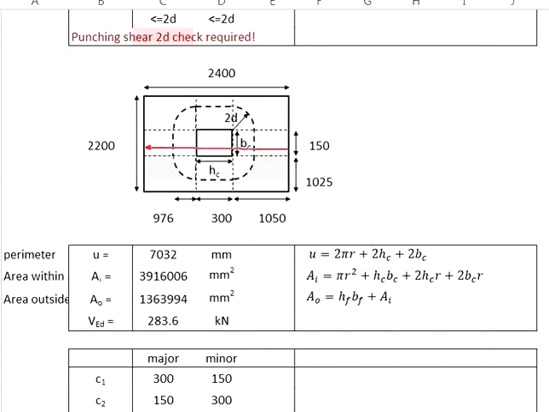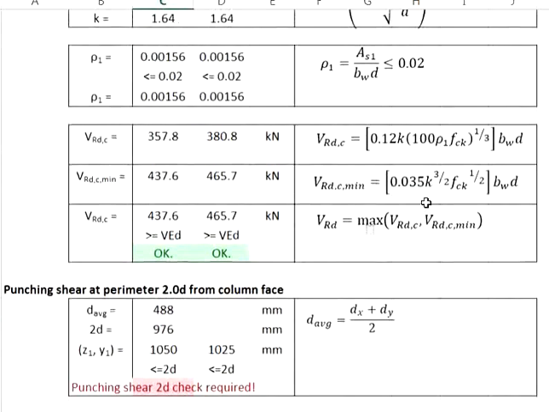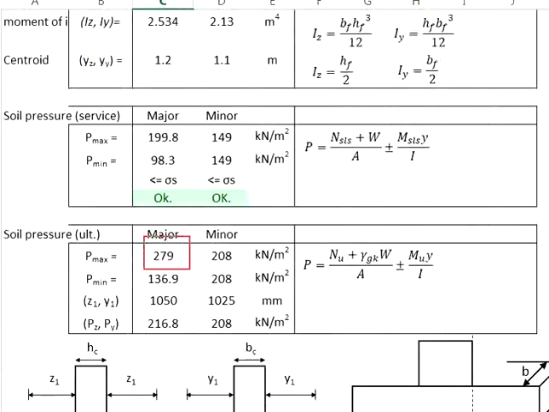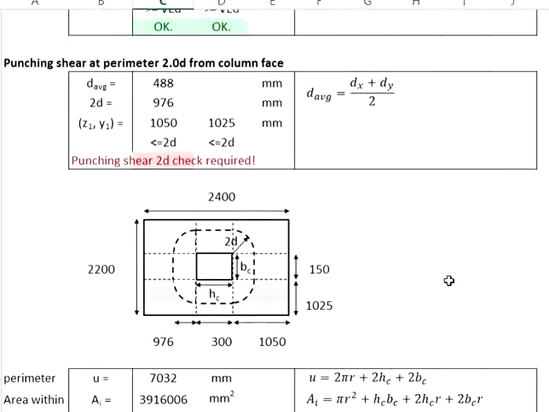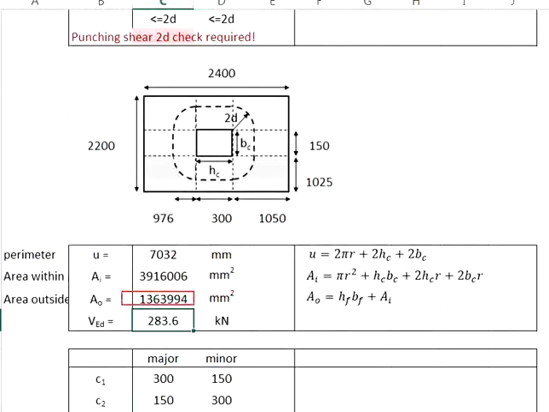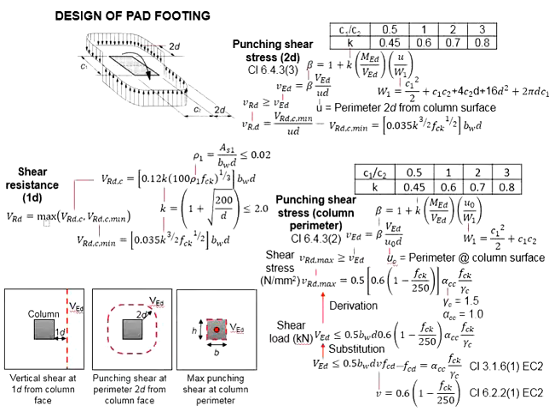Take the average stress throughout, multiply by the total area here. That means you are taking the average between the maximum and the minimum stress. The stress is in the units of kilonewton per meter square. It's an area stress. Multiply by the area outside of the perimeter of 2D, which is this. You get your total shear force. This total shear force will be this V_Ed.